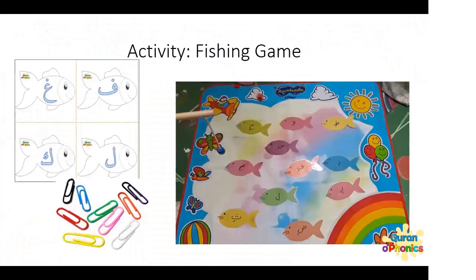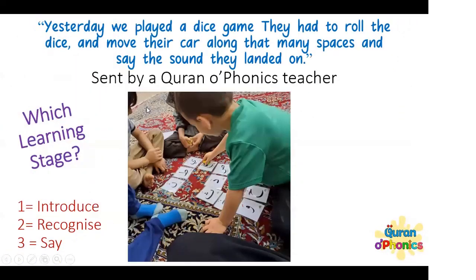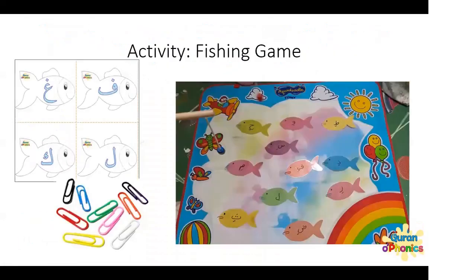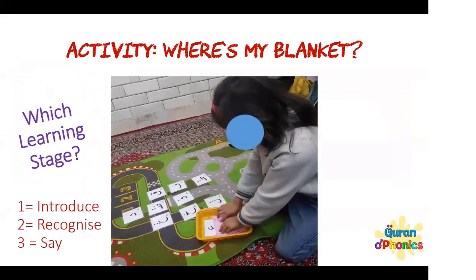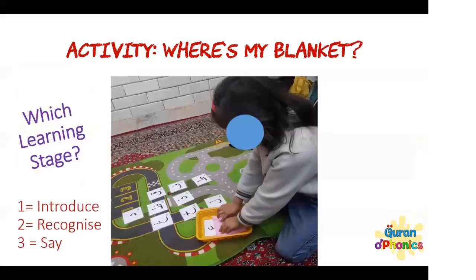So these are some of the activities which we showed last week. Here the children are playing a game with the flashcards. They throw a dice and move their car along. This is the fishing game. You can find it on our website. And this is the Where's My Blanket game. There's a video about it on our YouTube channel. And that's it.